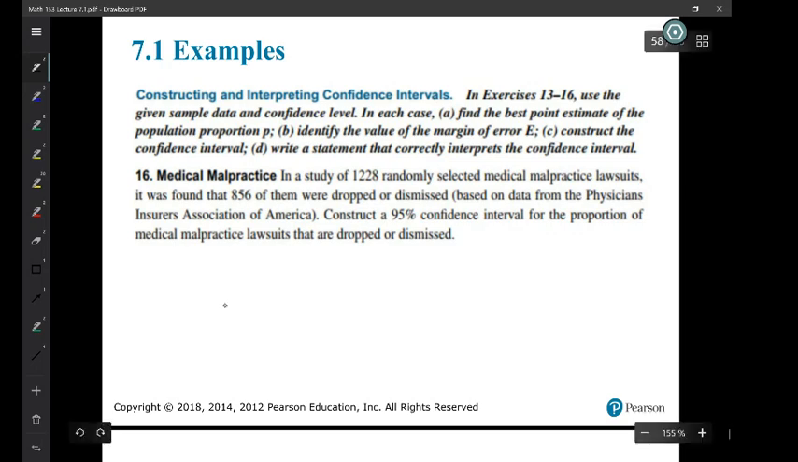Okay, so the amount dropped or dismissed is this 856. And this 1,228, that's the total. That's our N. So N is equal to 1,228. And then we can call X, number of successes, 856. Confidence interval is 95%.